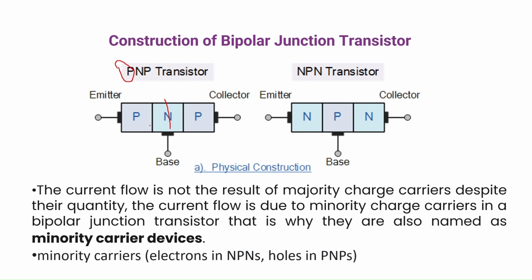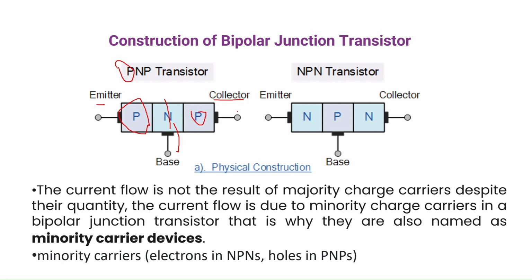This p-type semiconductor acts as an emitter and this p-type semiconductor acts as the collector. Generally, the emitter and collector will be of the same type of semiconductor and the base will be of a different type of semiconductor. This n-type acts as the base. Thus, three terminals, emitter, base and collector, are obtained.